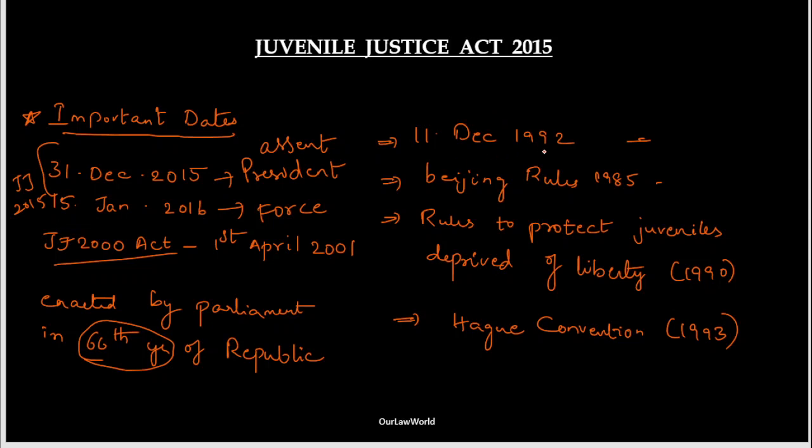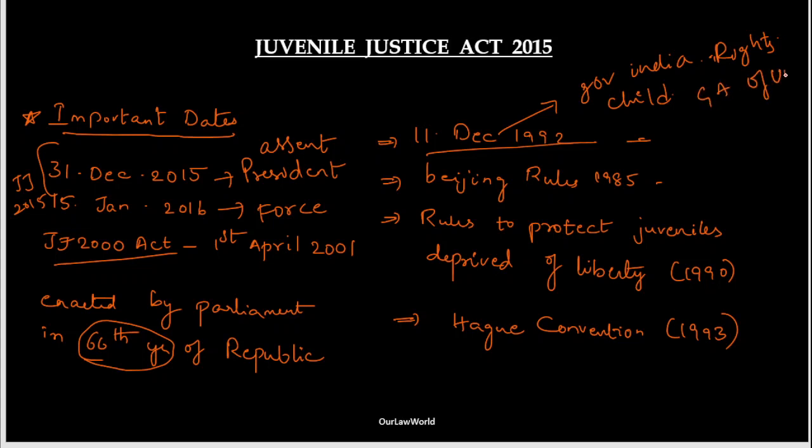11 December 1992 is the date which we have to remember, where the Government of India agreed on the Convention on Rights of the Child. Regarding the rights of the child, which is adopted by the General Assembly of United Nations, the Government of India has accepted the rights of the child as stated by the General Assembly of United Nations on 11 December 1992.